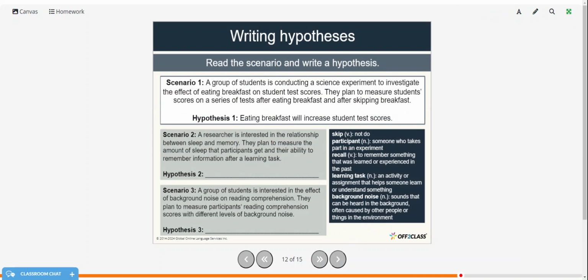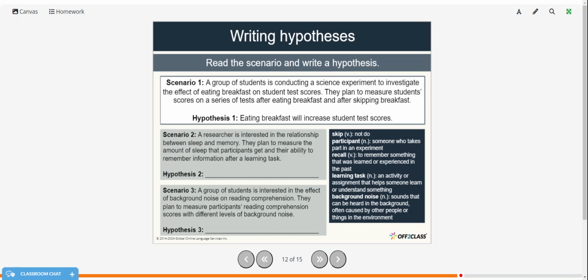So read the scenario and write a hypothesis. So first we'll look at the vocabulary. To skip is to not do something. Participant is someone who takes part in an experiment. Recall is to remember something that was learned or experienced in the past. Learning task, an activity or assignment that helps someone learn or understand something. Background noise, sounds that can be heard in the background, often caused by other people or things in the environment.